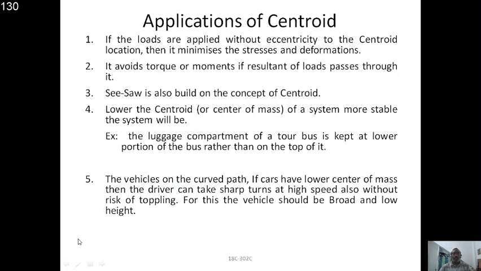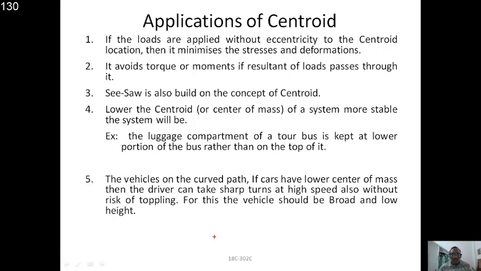So, to the applications of the centroid in the engineering field: earlier we saw the moment of inertia, which resists the bending action on a structural element. In a similar way, we can see more applications. If the loads are applied without eccentricity to the centroid location, then it minimizes the stresses and deformations.